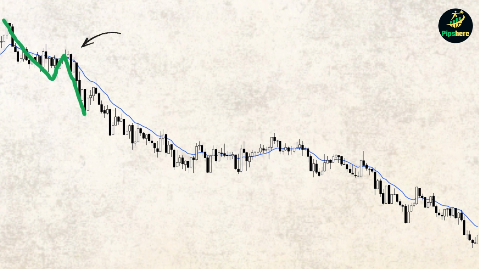The first lower high forms slightly above the 14 EMA. Later, the next lower high also forms at almost the exact same position relative to the EMA, and this time we get a strong bearish rejection candle. These two pullbacks are well aligned with each other, making this a valid sell setup.